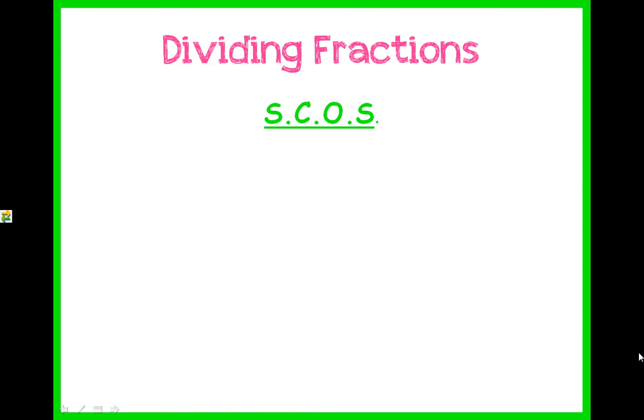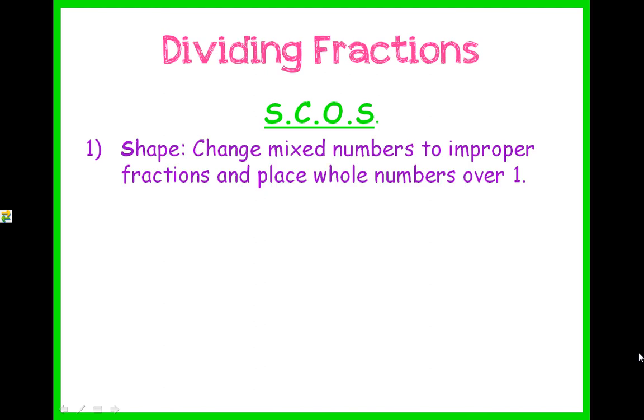When you're dividing fractions, it's almost the same, except I've got another letter, and that's C. So instead of SOS, it's SCOS. First thing's the same. You're going to shape, change any mixed numbers to improper fractions, and place any whole numbers over 1. The C is to convert. Just like we changed subtraction problems into addition, we are changing dividing problems into multiplying. Multiplying is really easy. You go straight across. So we want to keep it that way.